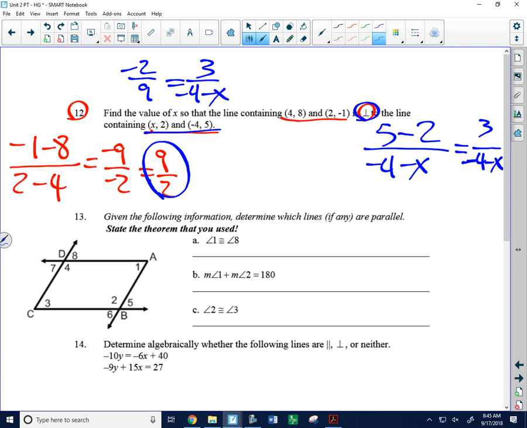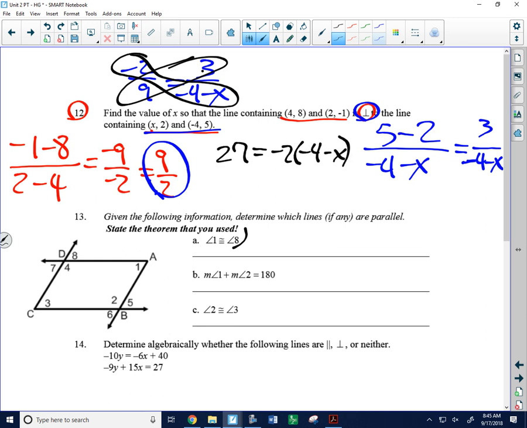If it said parallel, you would just set them equal. But with perpendicular, I'm going to flip this one, change the sign, and set them equal. There's probably only one good way to solve this one, and that's cross multiplying. So 3 times 9 is 27. And I like to write this out because lots of times students forget to distribute the negative 2. So it's really negative 2 times negative 4 and times negative x, not just times negative 4. So we have positive 8 and positive 2x.